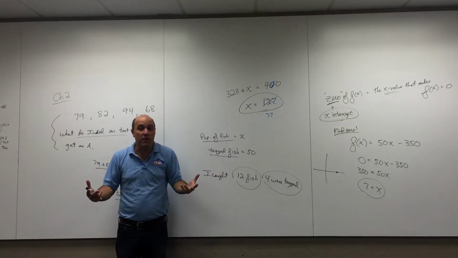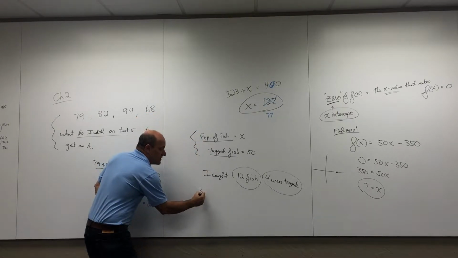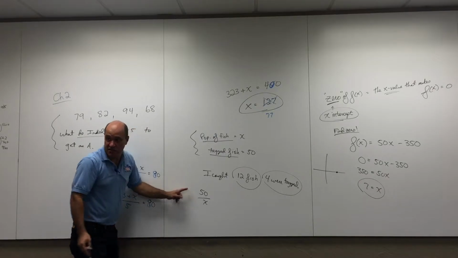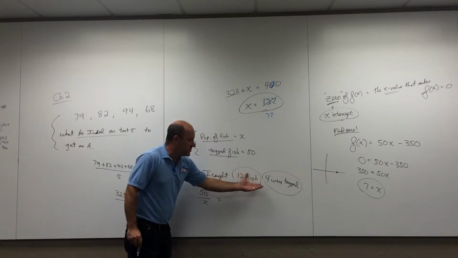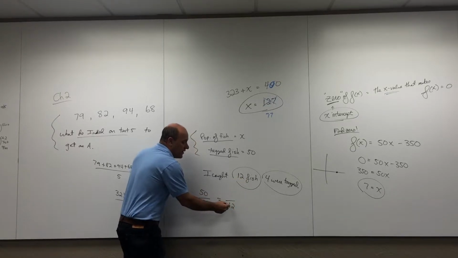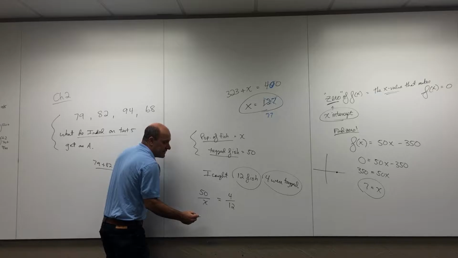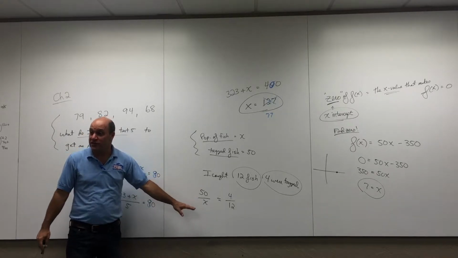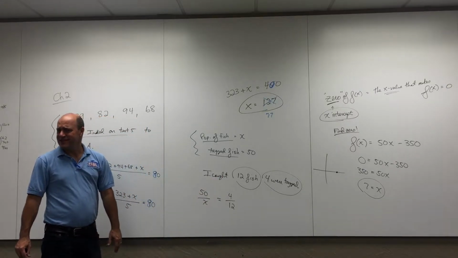You set up a proportion. The proportion in the entire population is the number tagged to the entire population. And in my little fishing sample, the total I caught was 12, and out of those, four were tagged. So I should be able to solve for X. Set up a proportion, tagged fish to total fish, and now I can solve for X. You guys okay?